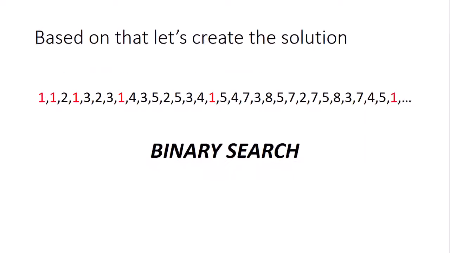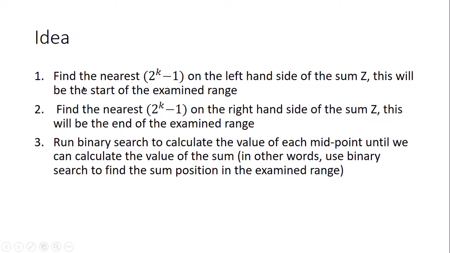So if you're not ready to see it, you can just pause it as well. The idea has 3 steps only. Find the nearest 2 to the power k minus 1 on the left hand side of the sum. This will be the start of the examined range. Continue on the right hand side, and it will be the end of the examined range. Once you have a range, you run binary search to calculate the value of each midpoint until you calculate the value of the sum. In other words, you are using binary search to find the sum position in the examined range.